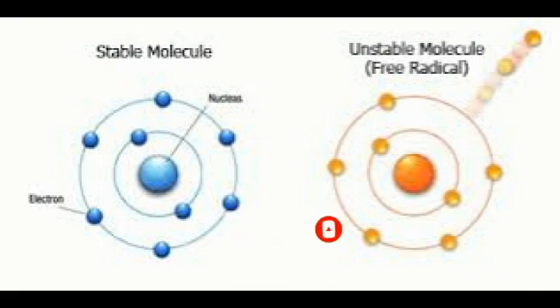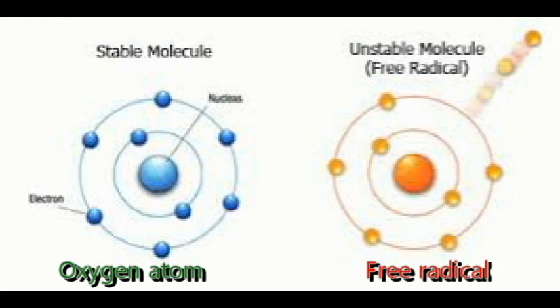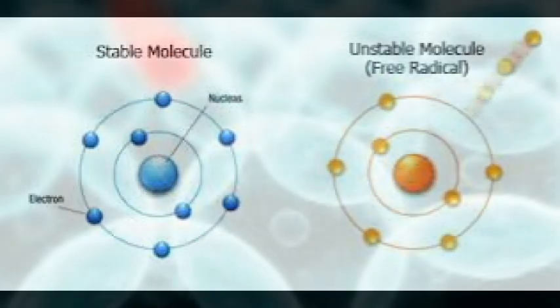But due to some reason, if the oxygen atom loses 1 electron from the outermost orbit, then the same oxygen atom becomes a free radical. Again repeating, the same oxygen atom becomes a free radical, and this free radical becomes very reactive and very harmful for our body.